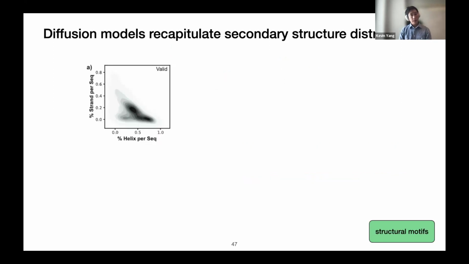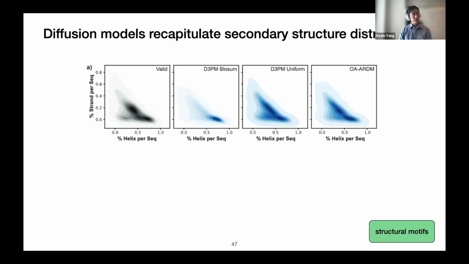So next we're going to look at structural motifs. We predict secondary structure for all these sequences. We first look at the distribution of strand versus helices in the validation set. And so ideally, the things we generate would look like this distribution. You can see Blossom kind of over-concentrates on helices. The D3PM Uniform and OA-ARDM both do a pretty good job.